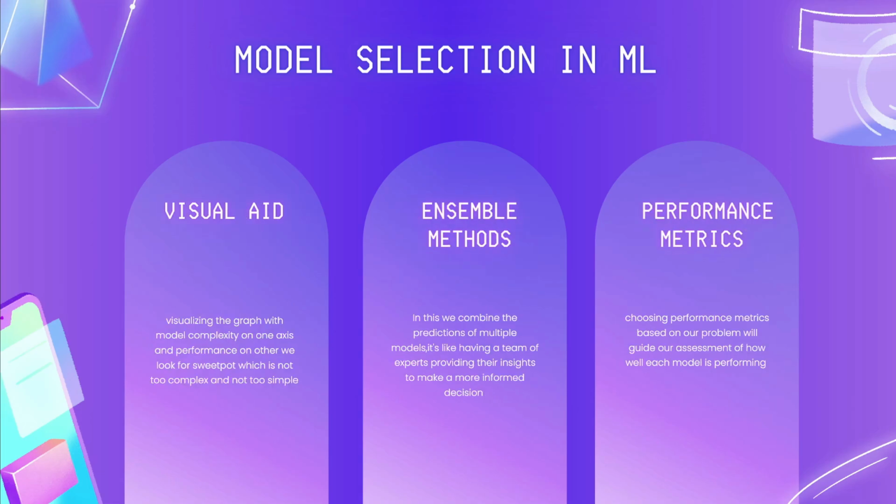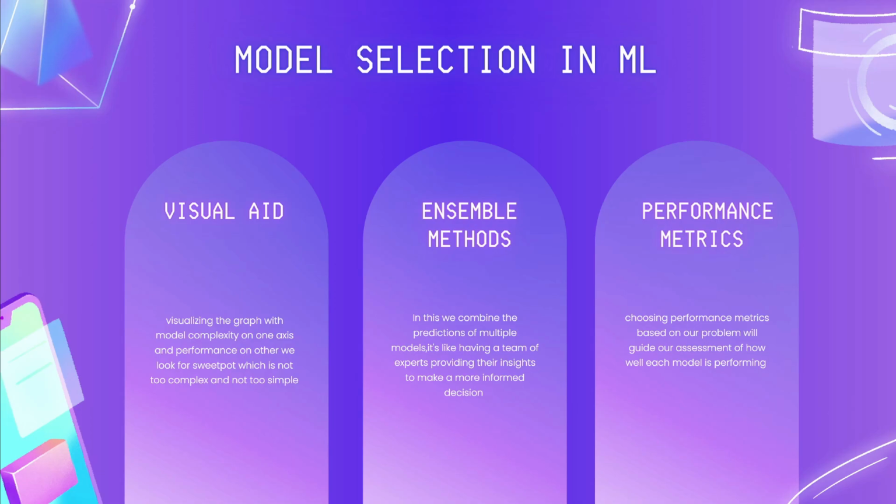Later, we have the visual aid, in which we visualize a graph with the model complexity on one axis and the performance on the other axis. So we are looking for that sweet spot, not too complex to avoid overfitting and not too simple to prevent underfitting. Another strategy is ensemble methods, where we combine the predictions of multiple models.